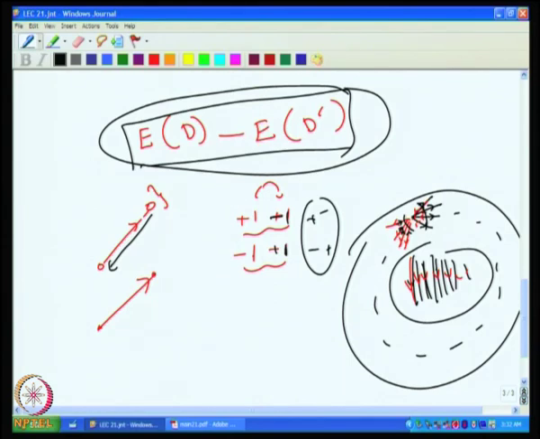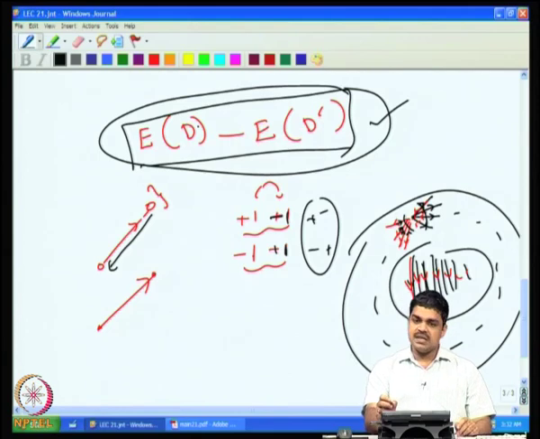But then there are no even cycles, so each cycle has to contribute an even number, right? So together this has to be an even number. So if there are no directed odd cycles, E of D minus E of D dash has to be an even number, and therefore the sign of both E D and D dash has to be the same. So this is true for any orientation.